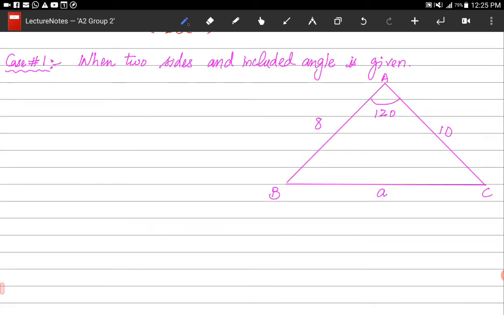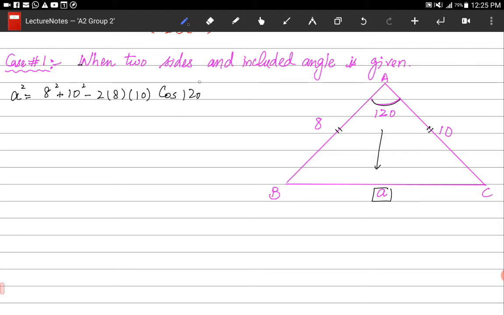So here is an example of case number 1, when we have two sides and their included angle given. You could see 8 and 10 are given. We have two sides given, and this is 120. The included angle is given. We are going to apply the cos rule, and we are looking for this opposite side a. So we can easily apply a square equals 8 square plus 10 square minus 2 times 8 into 10 into cos of 120.